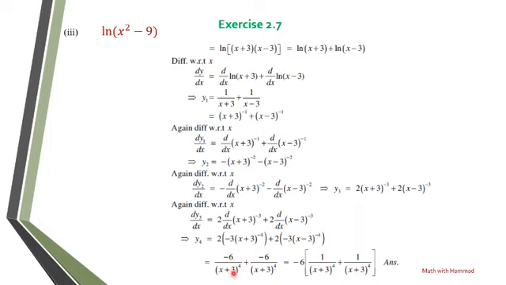to get minus 6 over x plus 3 raised to power 4 plus minus 6 over x minus 3 raised to power 4. Taking minus 6 common, we will get 1 over x plus 3 raised to power 4 plus 1 over x minus 3 raised to power 4, which is our final answer. Now these questions are for the simple function, either explicit function or implicit function.